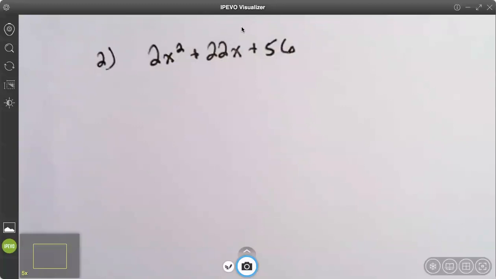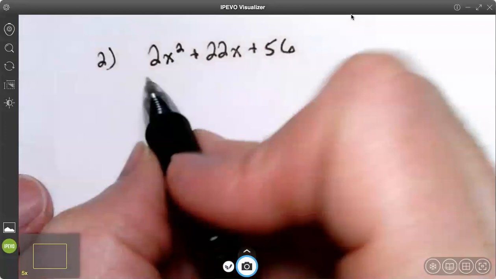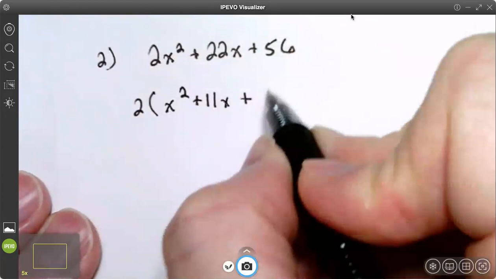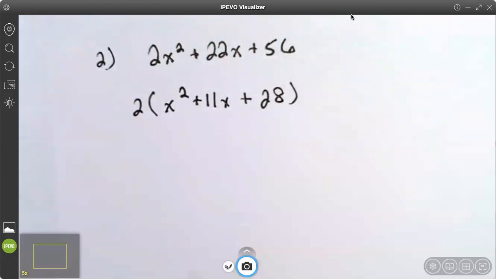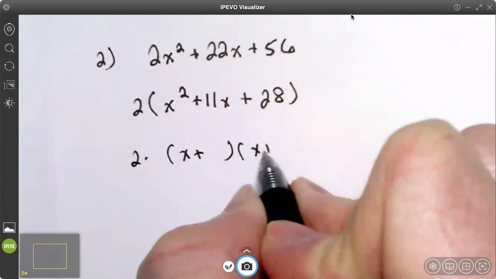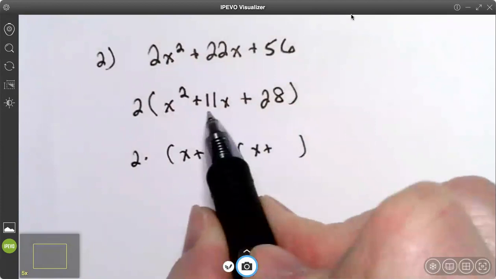Try number 2. Hint on number two, if your first step was not to factor out the greatest common factor of 2, you need to check it. When you factor out a 2, you're left with x squared plus 11x plus half of 56, which is 28. Now you have a trinomial here. So it's going to be 2 times x plus, x plus. Two numbers whose product is 28 and whose sum is 11.